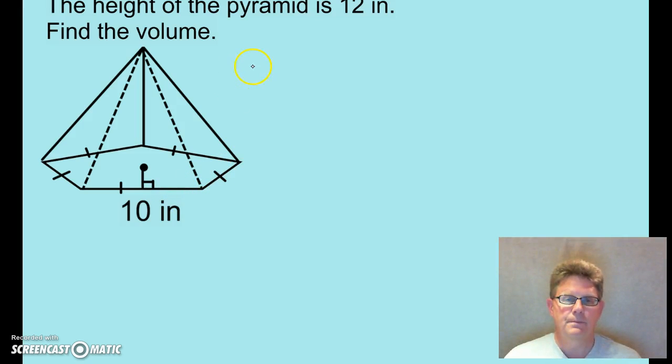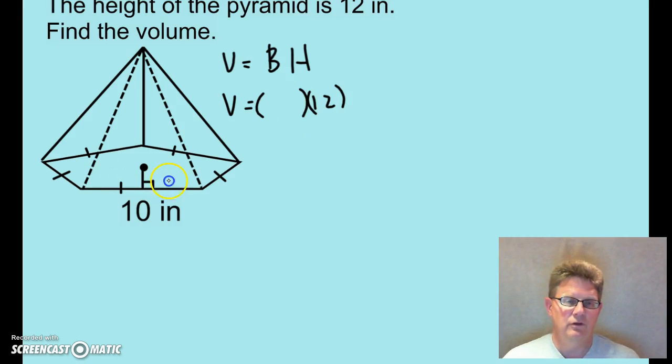So volume equals 1/3 area of the base times the height. We were told that the height of the pyramid was 12. So we have to find the area of this regular pentagon. When we draw our central angle, there would be 5 of those central angles. So that would be 72. 360 divided by 5 is 72. So this little angle here is 36.